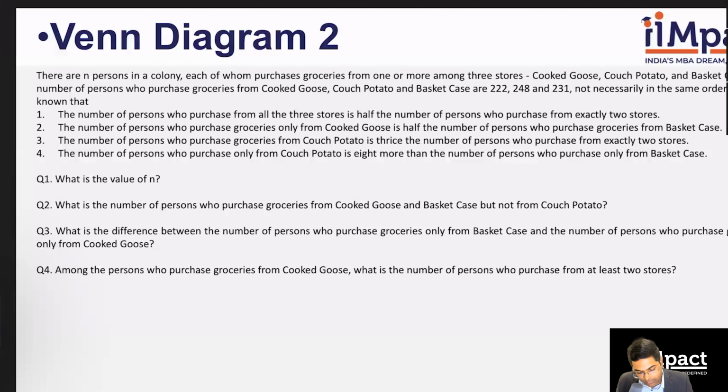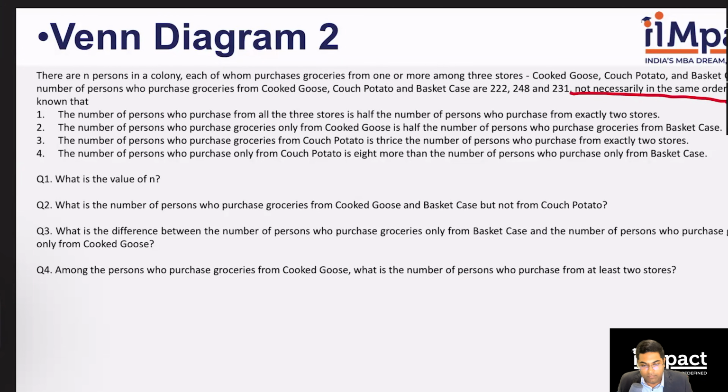All right. So I've been given, there is a colony. There are 3 stores. Persons who purchase from these 3 stores are this. Not necessarily in the same order. This is the element of twist and complexity in this set.